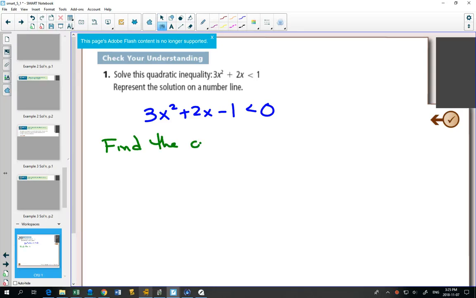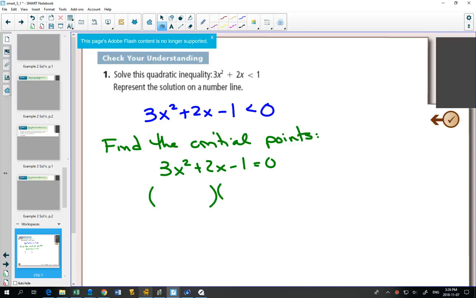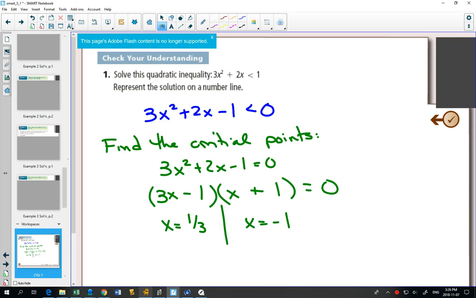The next thing we want to find are the critical points. The critical points are when this is equal to 0. Most likely factoring will be the fastest. So to get 3x squared has to be 3x and x. To get 1 will have to be 1 and 1. Outside will be plus, inside will be minus. And so we get our solutions are x equals 1/3 and x equals -1.